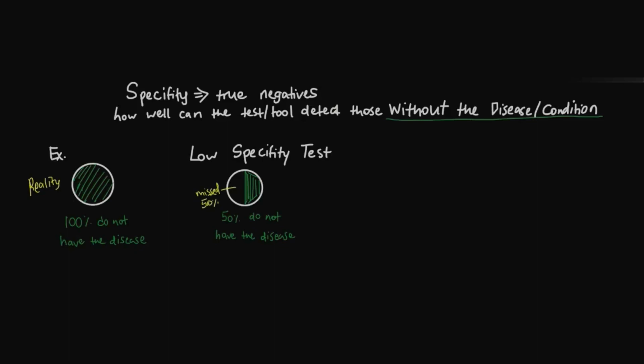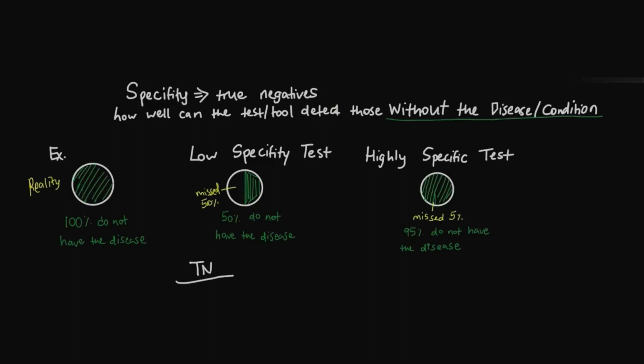So let's say you develop a test that's more specific, and 95 out of the 100 test negative and the remaining 5 test positive. This is a much better situation to be in because we don't have as many false positives. So to calculate the specificity, you take the true negatives divided by the true negatives plus the false positives.